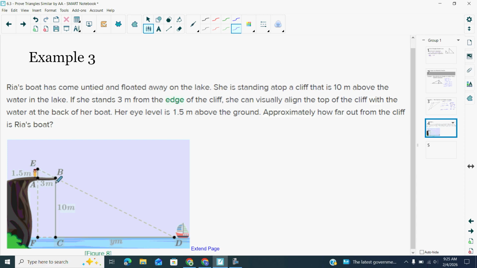And she can visually align the top of the cliff right here, point B, with the water at the back of her boat. So basically, when she sees here, the edge of this cliff lines up exactly with the back of her boat here. And it tells us that her eye level is 1.5 meters off the ground. She's 1.5 meters tall. We need to know approximately how far out from the cliff Ria's boat is. We're looking for this distance here.